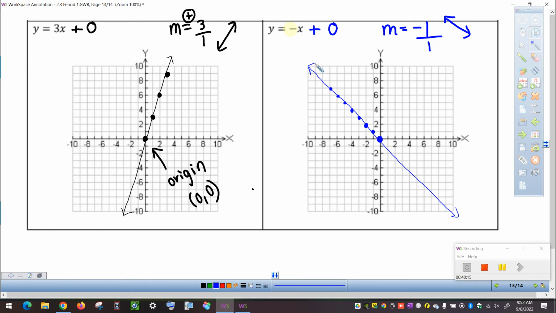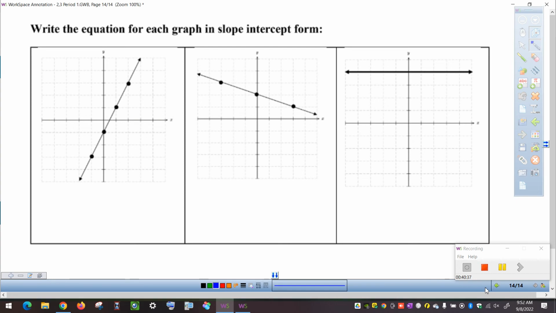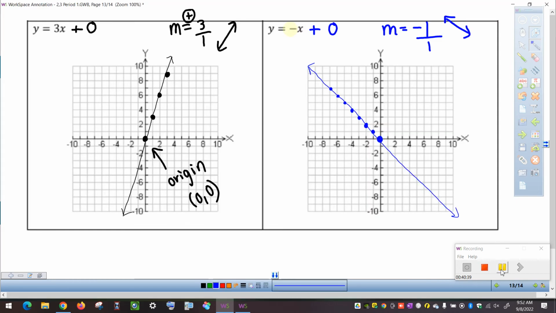All right, so we're going to finish up here at the very bottom of your page. You're now going to see some graphs that are already done, and we're going to see if you can work backwards. You're going to go ahead and write the equation for each graph in slope-intercept form. So let's take a few minutes to try those 3 graphs at the end.